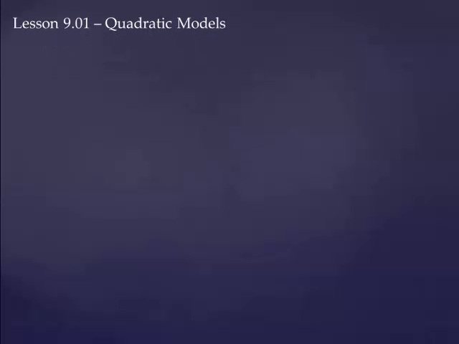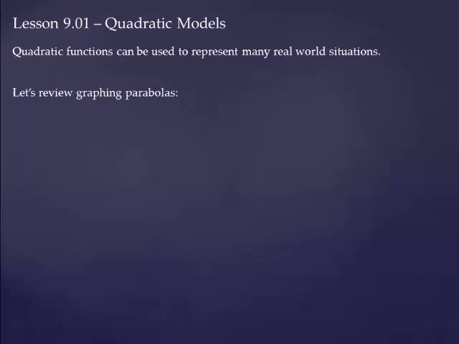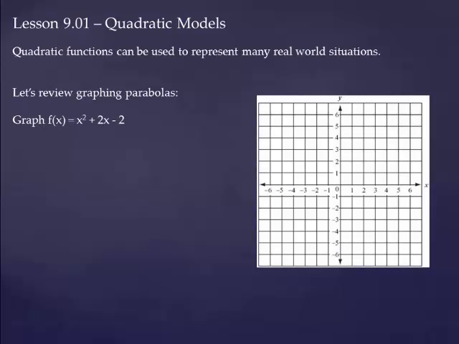Lesson 9.1 Quadratic Models. Quadratic functions can be used to represent many real-world situations, and we need to review graphing parabolas before we get into those types of situations. So let's graph the function f of x is equal to x squared plus 2x minus 2. Now we can do this in two ways. We can make a table of values, or we can use the vertex, axis of symmetry, and then the y-intercept.